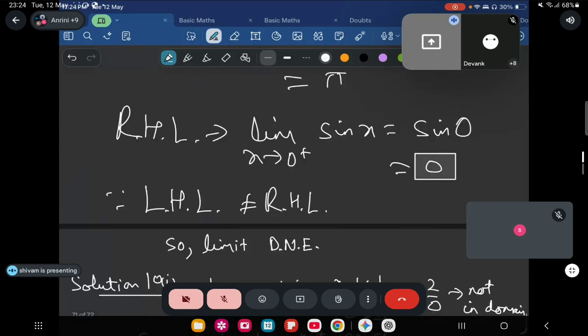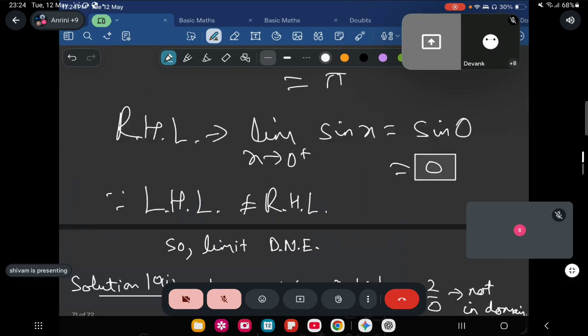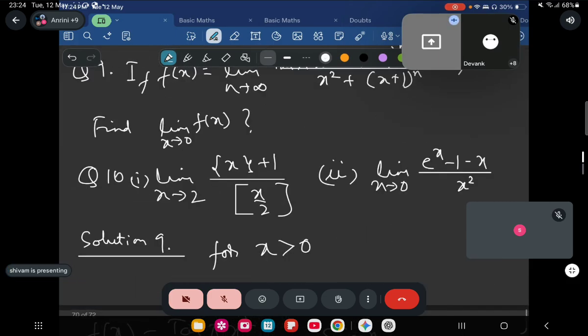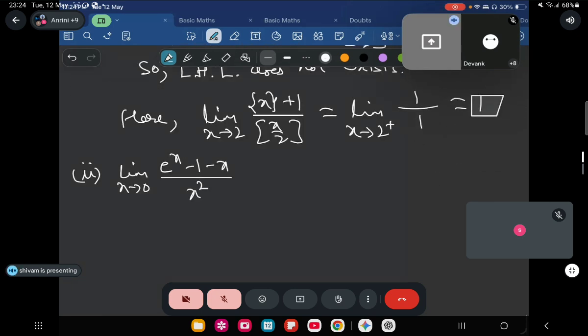Limit x tends to 0 of (e to the power x minus 1 minus x) upon x squared. So should I differentiate it twice? Let us differentiate it. This will become (e to the power x minus 1) upon 2x. Let's differentiate it once again. e to the power x upon 2. So substitute x equal to 0, you'll get half.